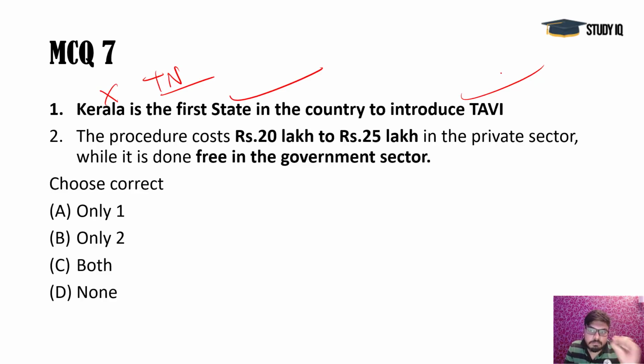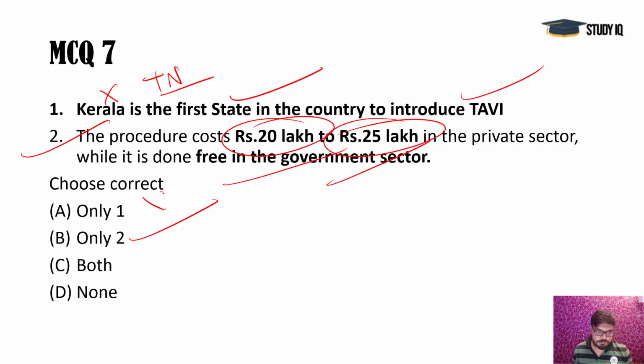So this technology is revolutionary. Through a catheter system, they introduce the device through the veins and do the important procedure through this method. So that is the technology introduced first in India in Tamil Nadu. And normally this procedure costs 20 to 25 lakhs in private hospitals, but in the government sector it is done for free. So that is very, very important. Okay, so the second statement is correct, the first is wrong.